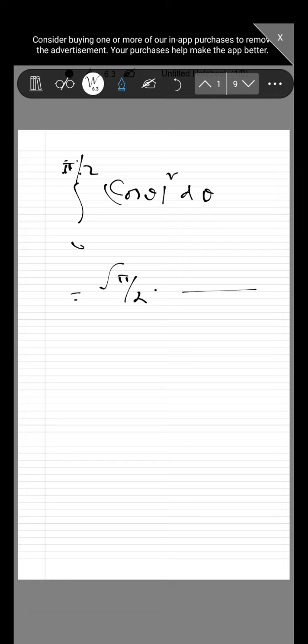So we can write the integral from 0 to π/2 of cos^r θ dθ, that is the beta function transformed, equal to √π/2 into Γ((r+1)/2) divided by Γ(r/2 + 1). So this is the value of what has been asked for.